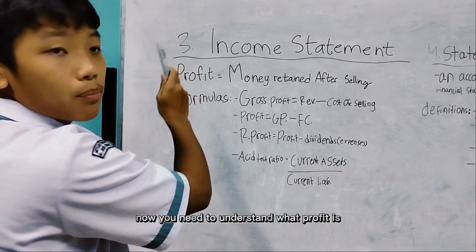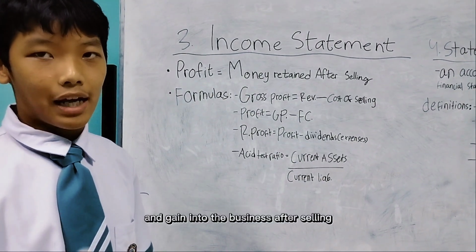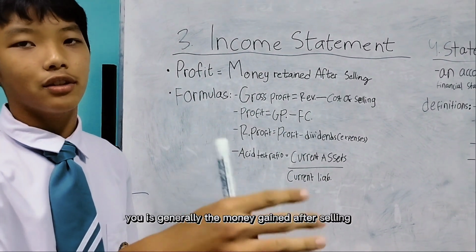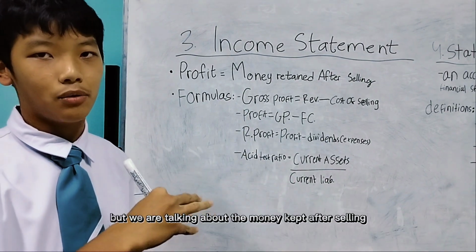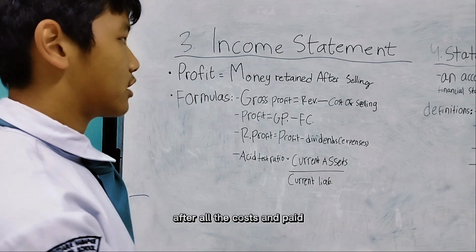Now you need to understand what profit is. Profit is the money retained and gained by the business after selling. Revenue is generally the money gained after selling, but we are talking about the money kept after selling, after all the costs have been paid.